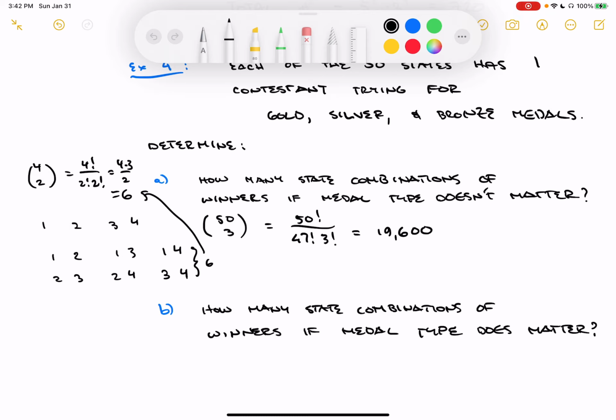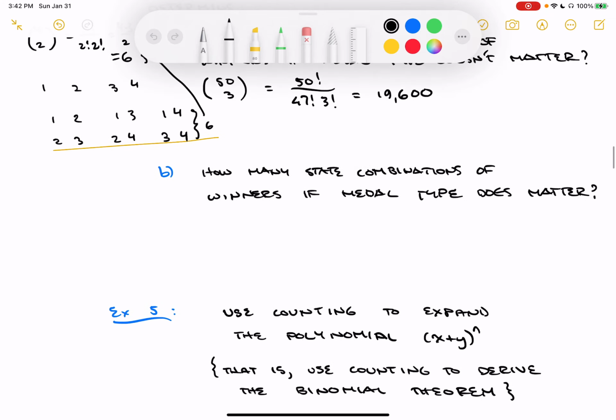So there's an example where I reduce the dimensionality to something I could enumerate, to help me visualize the problem and test the math I'm doing to make sure it works out. If I look at the next one, it asks how many state combinations of winners there are if the medal type does matter. In other words, not only do we want to say which states won, but we want to say North Dakota was gold.